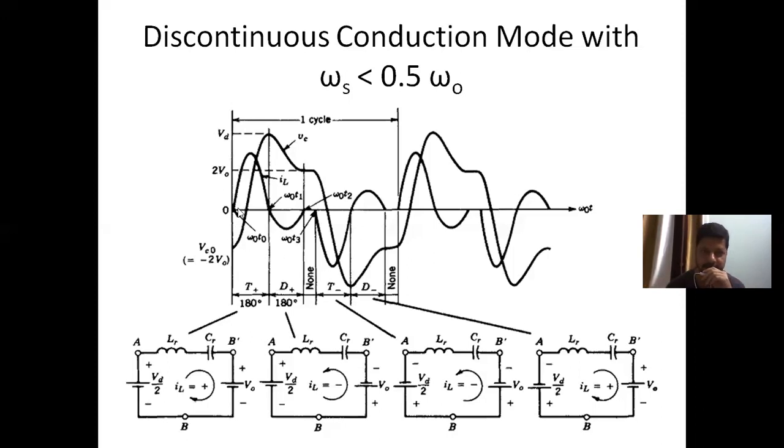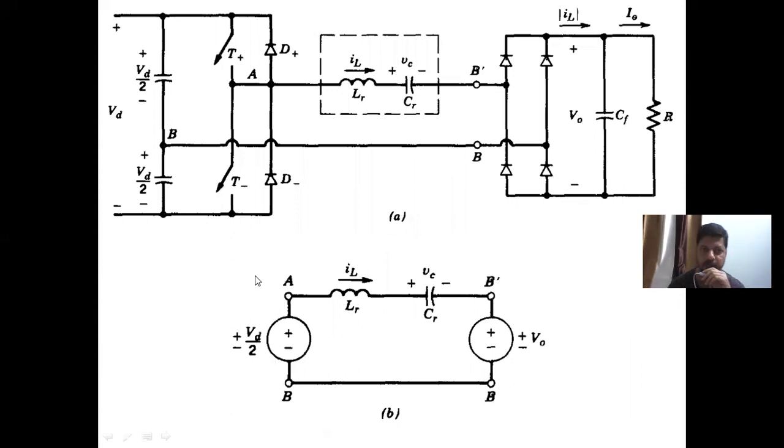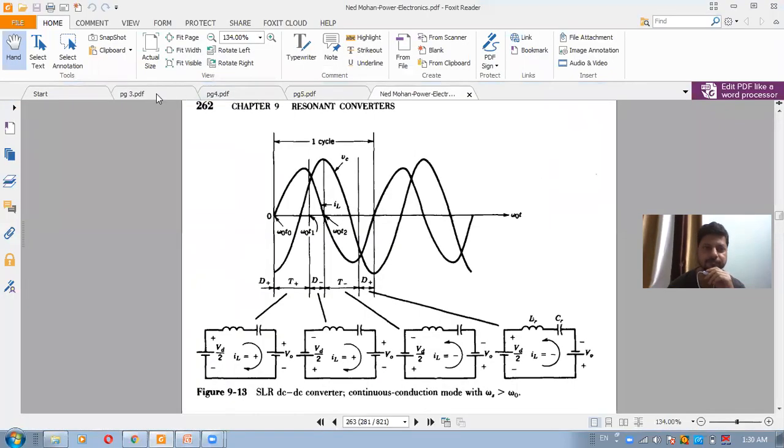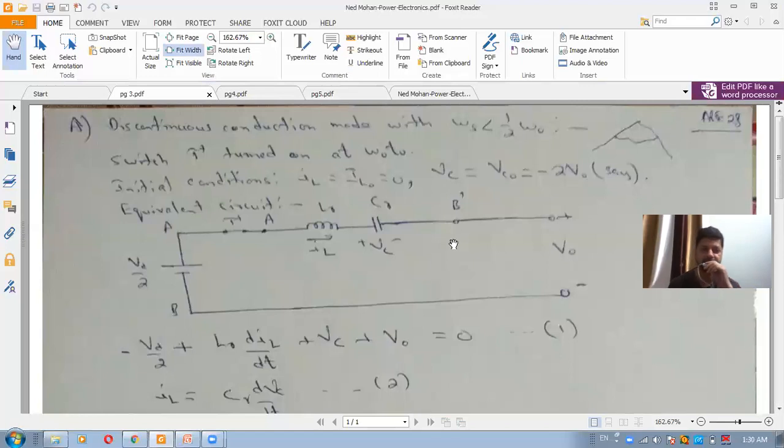Now what is happening here is, initially at omega 0 T0, we are turning on T plus. So when we are turning on T plus, the current is flowing from plus VD by 2, T plus, the resonant circuit, this diode, load, minus, and then back to point B. So the equivalent circuit in that case will be like this. You have these 2 points, VAB, wherein there is a DC voltage VD by 2. Then there is T plus, which is closed. This is again point A, the resonant circuit, B dash, and then this is the output stage.